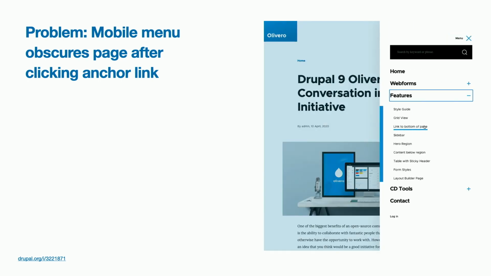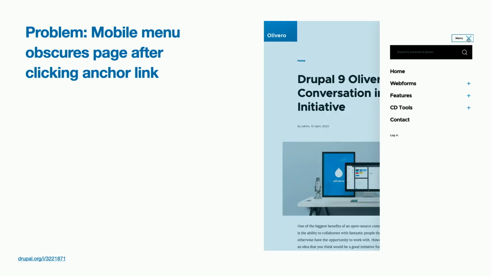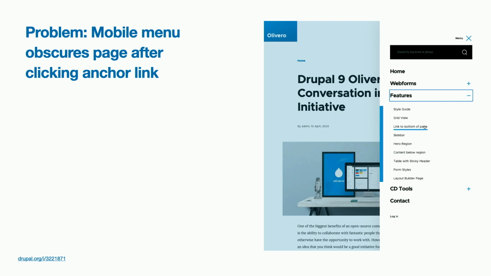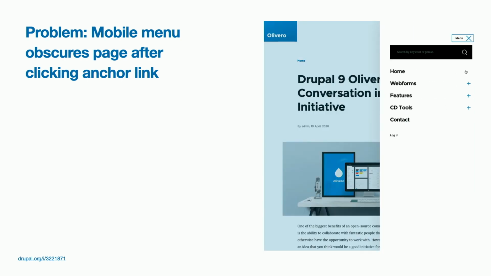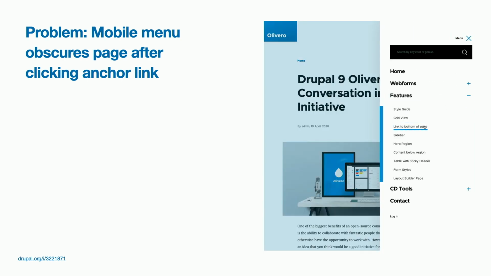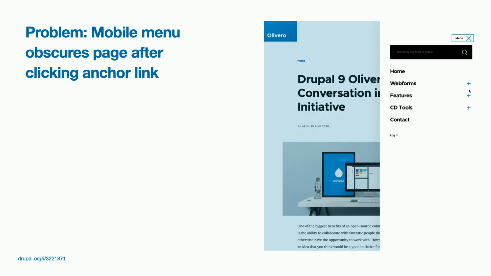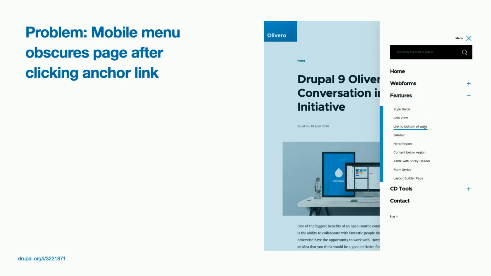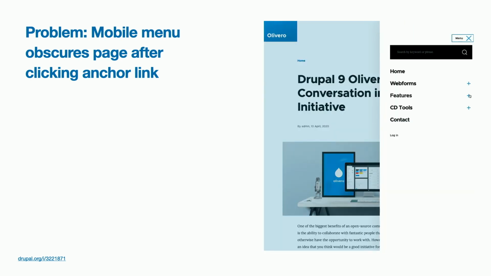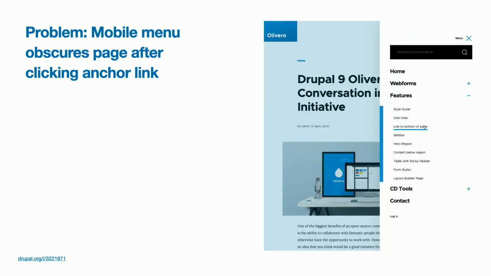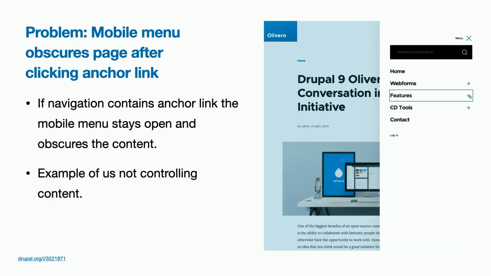Mobile menu obscures page after clicking the anchor link. This was one that a user found. With the menu system right here, we had a built-in assumption that we didn't realize. We assumed that after you click an item, the page would go somewhere else and navigate and reload the page. That's not always the case. What if you are trying to navigate to an anchor item in the current page? It will not reload the page, but the menu stays open. It will obscure that menu item. Once again, this is a violation of focus visible and things like that.